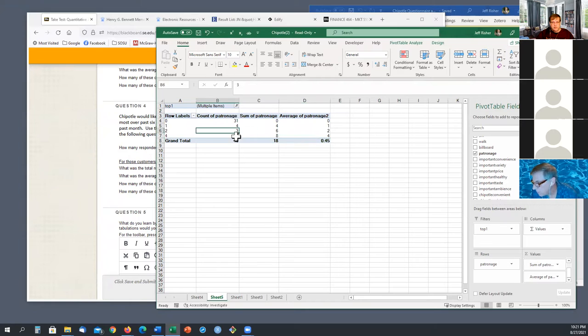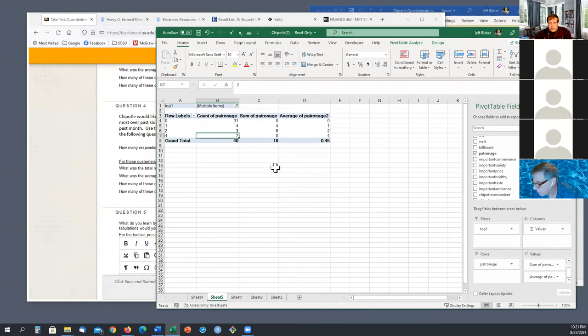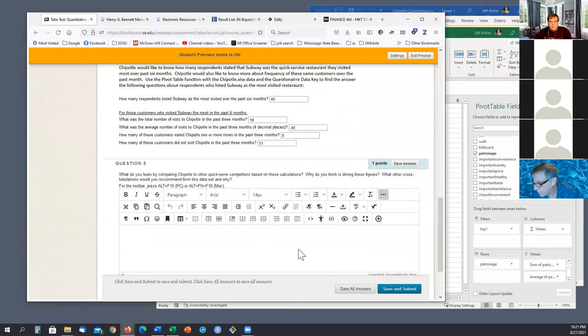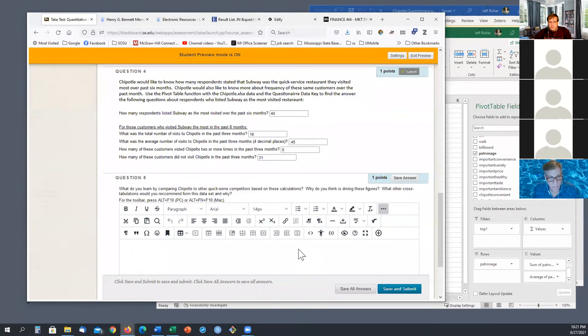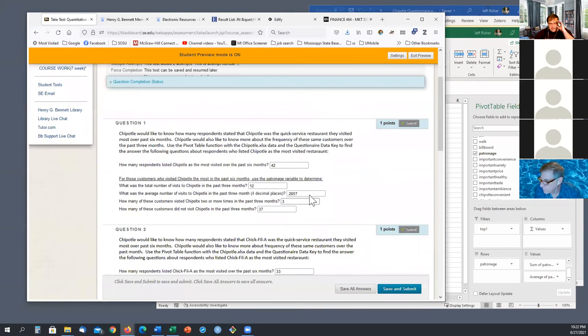Multiple trips, well, we got 5. 31 didn't visit us at all. Everybody caught up so far with those? All right, so this is kind of where I was asking what you think about these numbers. Anybody got any ideas?